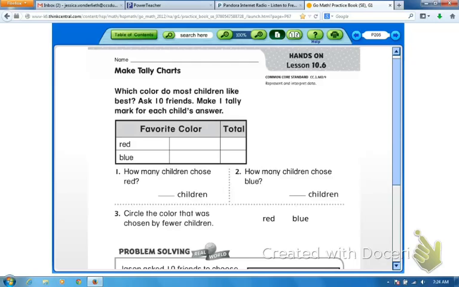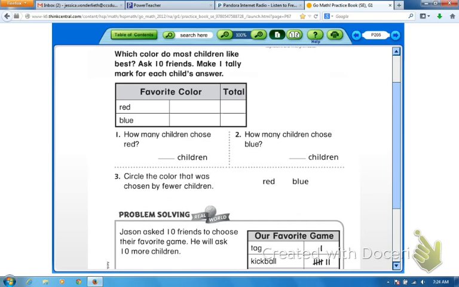So when they come home, they should have the tally marks filled out. Here's just an example, and then they have to be able to finish it. So they would put 5 red and 2 blue. And then they will be able to answer their questions 1, 2, and 3 based off of their graph. Their answers will be different than other kids in the class, and that's just fine.